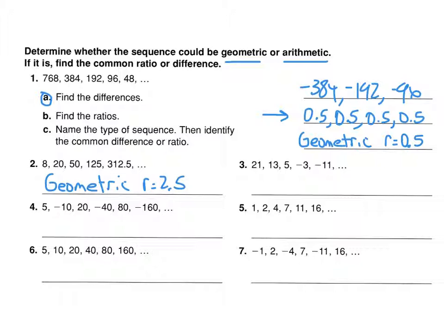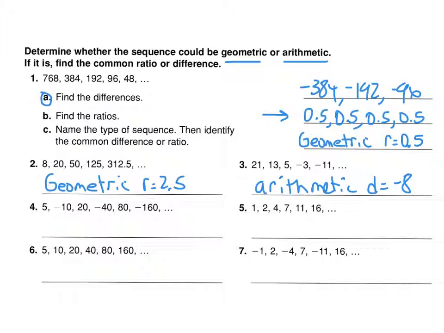For number 3, when I divided the consecutive terms, I kept getting different values. The first time I got 0.619, the second time I got 0.384, and I immediately knew that this was not geometric. However, when I subtract the consecutive terms, I keep getting negative 8. So this sequence is arithmetic. And my common difference is negative 8.